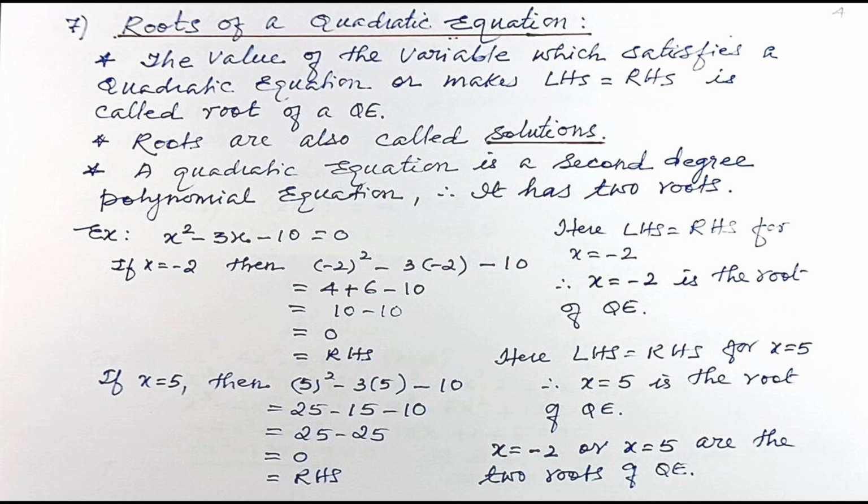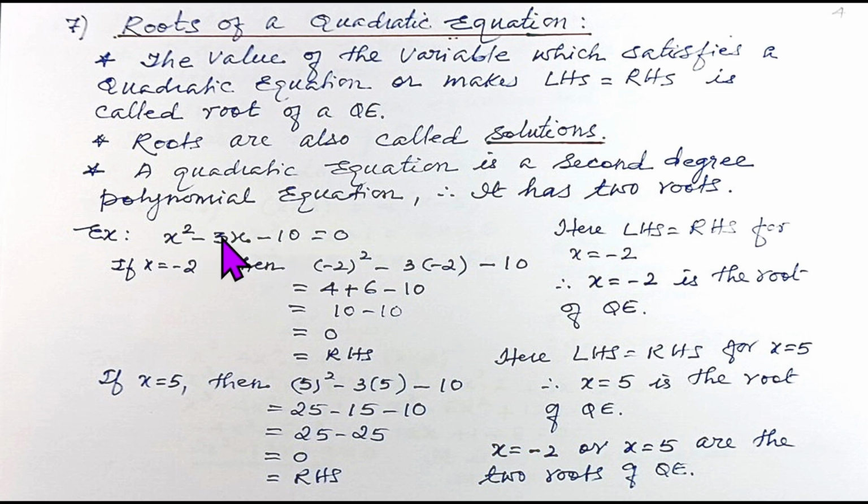The value of the variable which satisfies a quadratic equation, or makes LHS equal to RHS, is called a root of the quadratic equation. Roots are also called the solutions. A quadratic equation is a second degree equation, and therefore it will have two roots. Remember that. A quadratic equation is a second degree polynomial equation, therefore it has two roots. Let us understand this by an example.